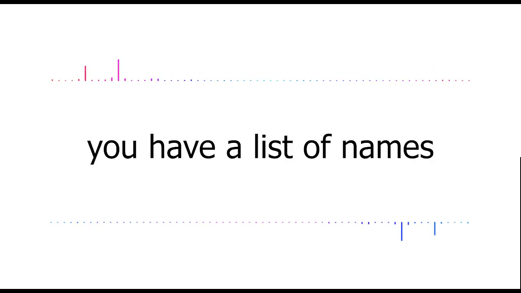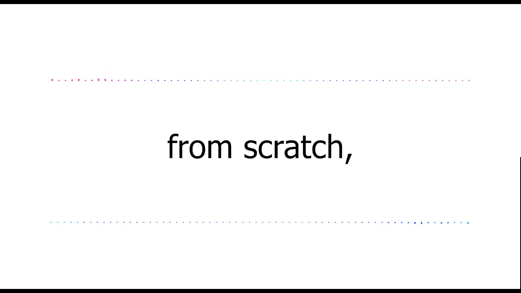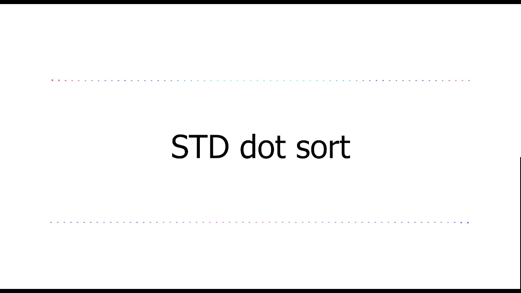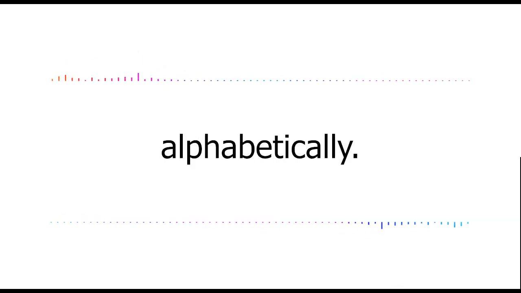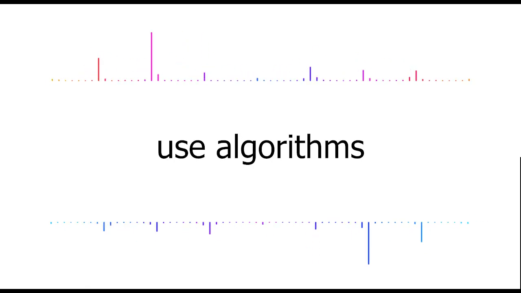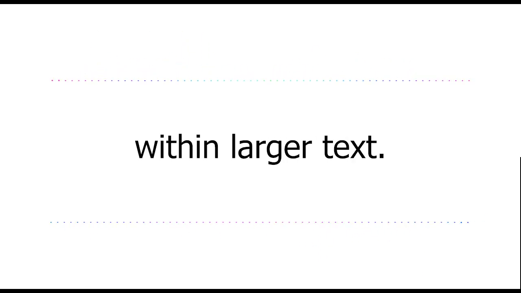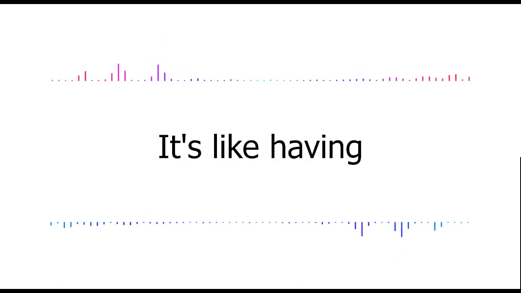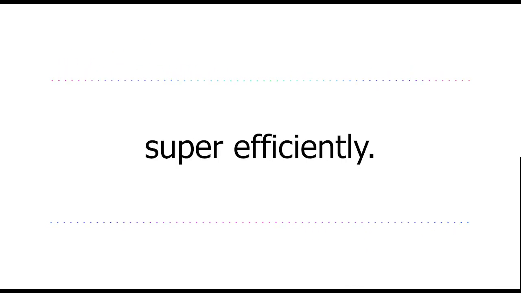Well, imagine you have a list of names, and you need to sort them alphabetically. Instead of writing your own sorting routine from scratch, you can just use the algorithms from the algorithm header. Oh, so I could use something like std::sort to sort my list of names alphabetically. Yeah. In just one line of code. Exactly. And that's just one example. You can use algorithms to search for strings within larger text, find the minimum or maximum element in a collection of strings, transform strings based on certain rules, and much more. Wow. That opens up so many possibilities. It's like having a team of expert assistants who can do all these complex tasks on our strings super efficiently.